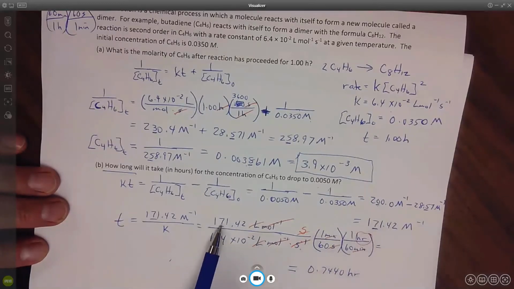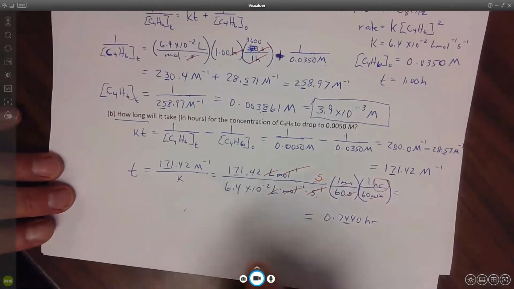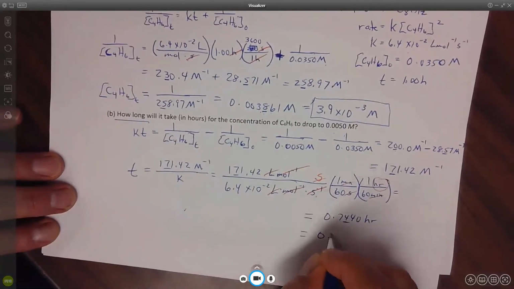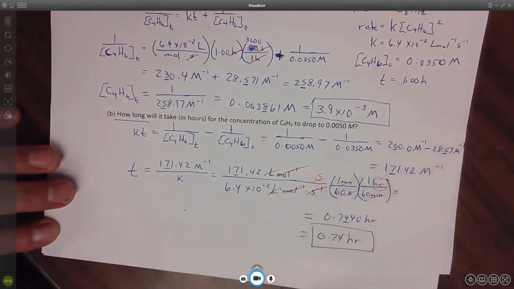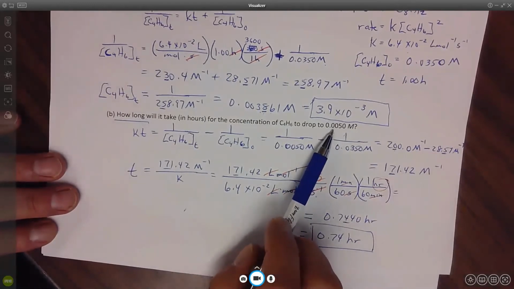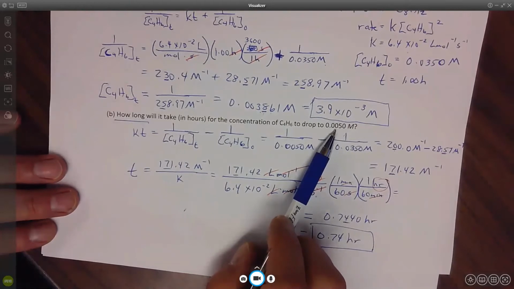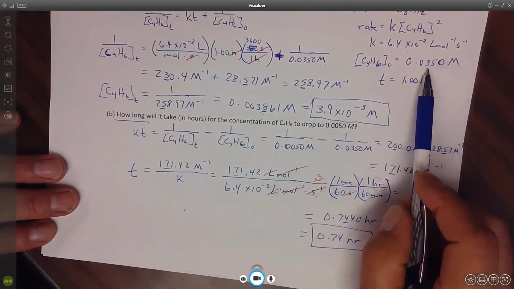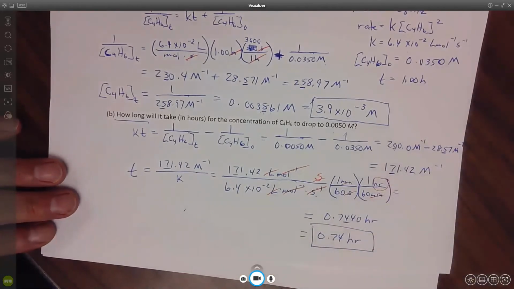And what do we have? We have 2 sig figs, 2 sig figs. These are exact. So this will be 2 sig figs. And so your final answer then is going to be 0.74 hours. So it'll take approximately 45 minutes for it to drop to 0.005 from that initial concentration of 0.035. Okay, any questions about any of that?